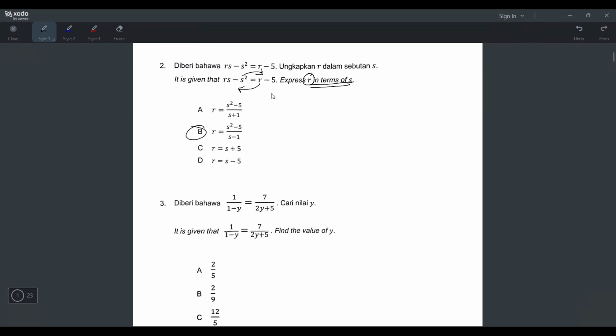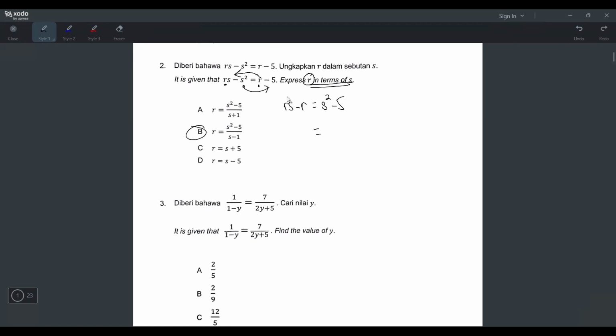Okay, let me just explain it here. So if you want to find r, you will try to make the r single. So what you do is you try to kumpulkan yang ada r on the same side. So the rs I will leave it here, and then this r I will bring it over here. So plus r when you move becomes minus r. Those that have r I will put together, and those that don't have r I will throw to the other side. So the s squared I will throw to the other side. It becomes positive s squared, and then the minus 5 leave it here.